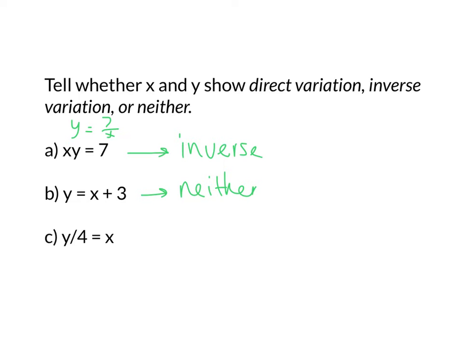Now this one, if I multiply both sides by 4, I get y equals 4x, which is exactly what direct variation looks like. Remember, 4 would be your constant. Up here, 7 would be your constant. If you divide a constant by x, it's inverse. If you multiply a constant by x, it is direct variation.